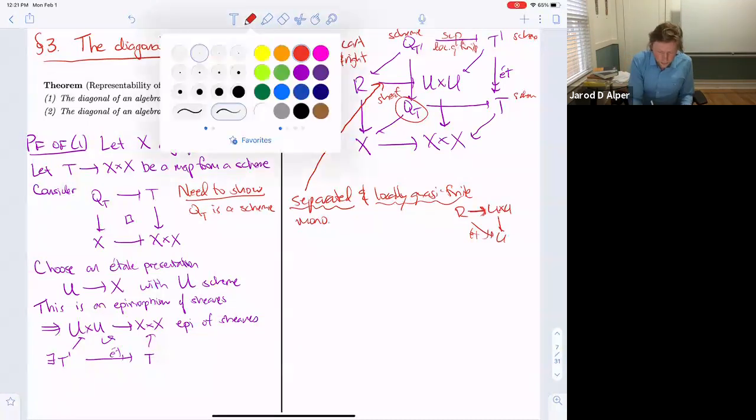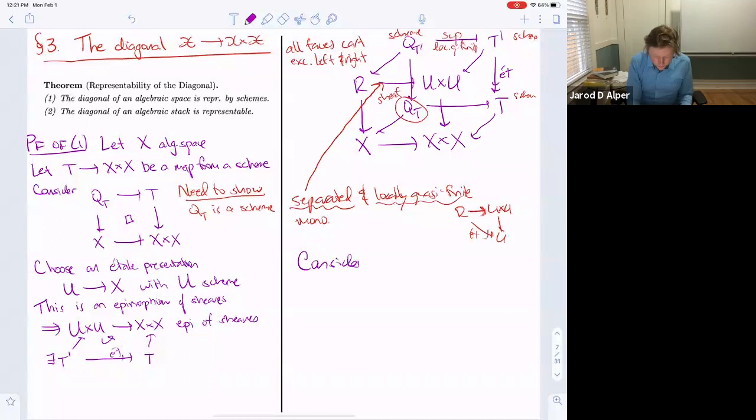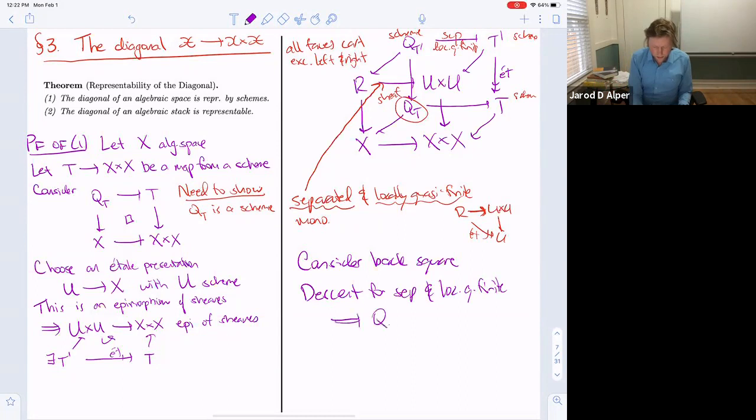And then let's just consider the back square. In the back square, you have this sheaf that we're trying to show is a scheme, and we're exactly in the setting of effective descent, where we have an étale cover of T prime, such that the base change is not only a scheme, but separated and locally quasi-finite. And that was one of the more general versions of effective descent we had. And so now descent. So effective descent for separated and locally quasi-finite maps implies QT is a scheme.